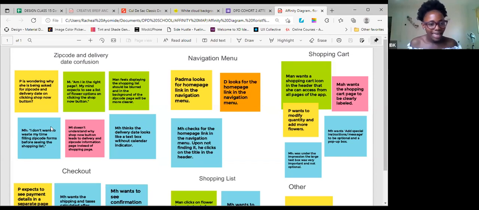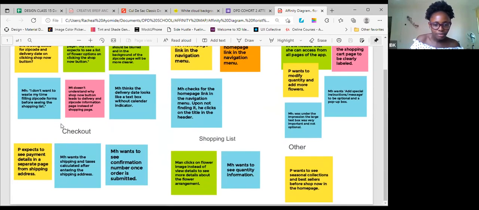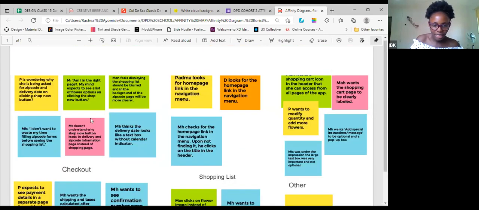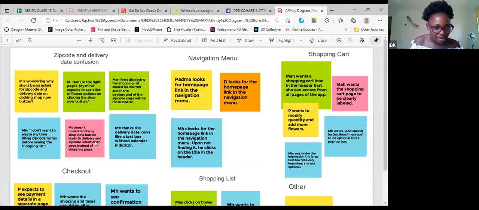M says, am I in the right page? My mind expects to see a list of flower options on clicking the shop now button. Man says, I think M is man, because it's the same color. MT says, MT doesn't understand why the shop now button leads to the delivery and zip code information page instead of the shopping page.